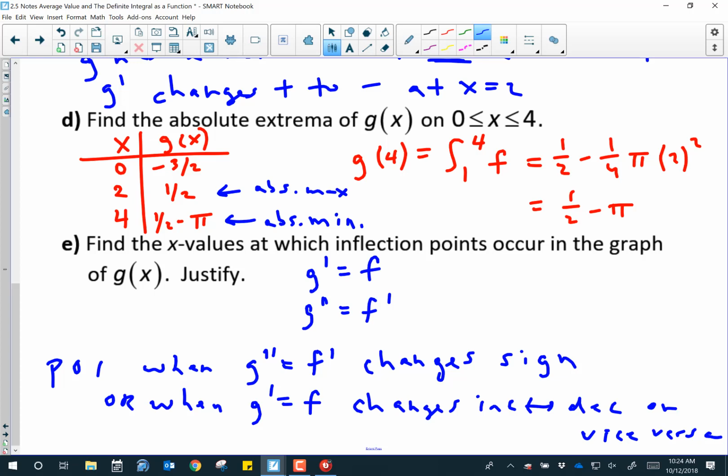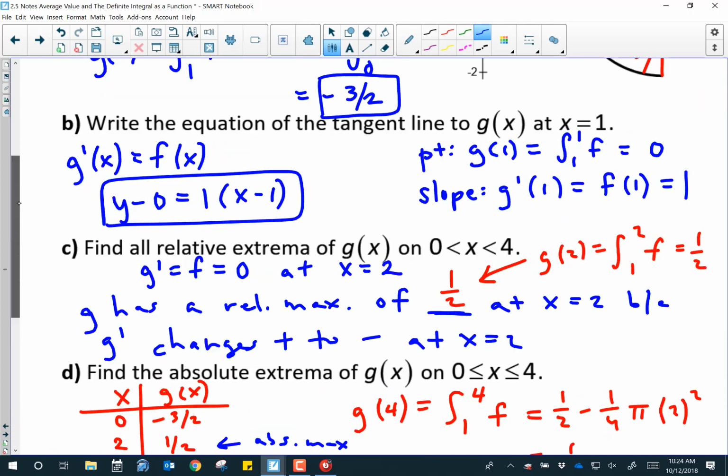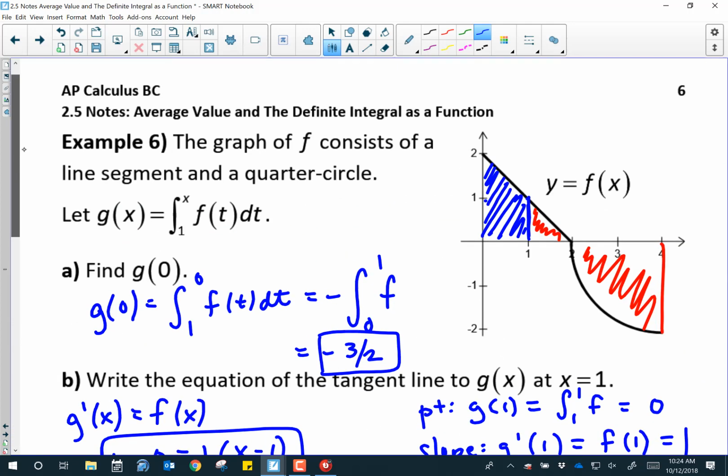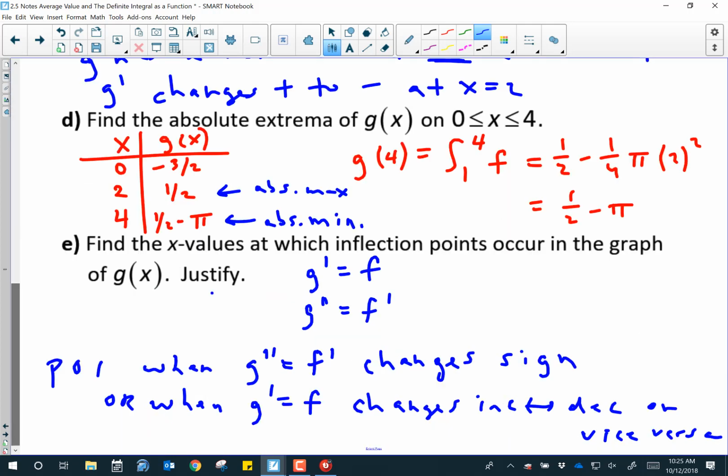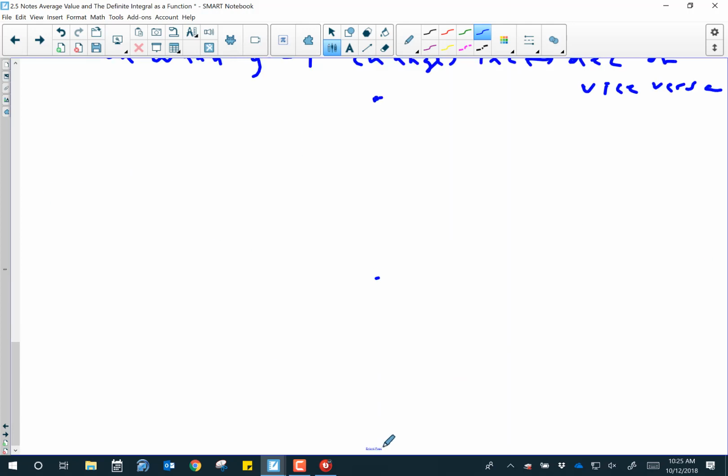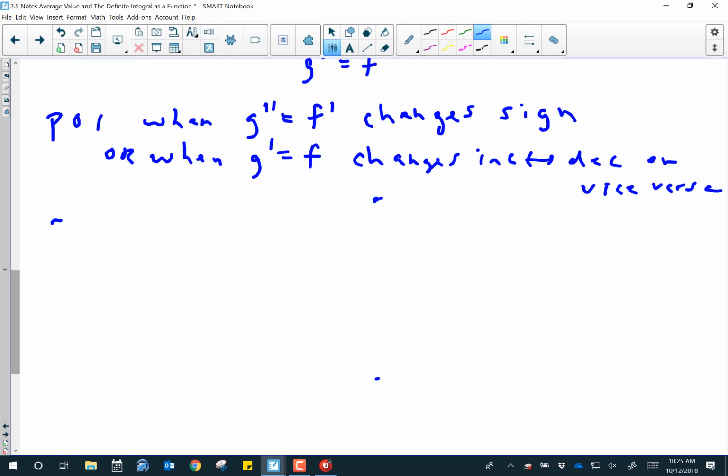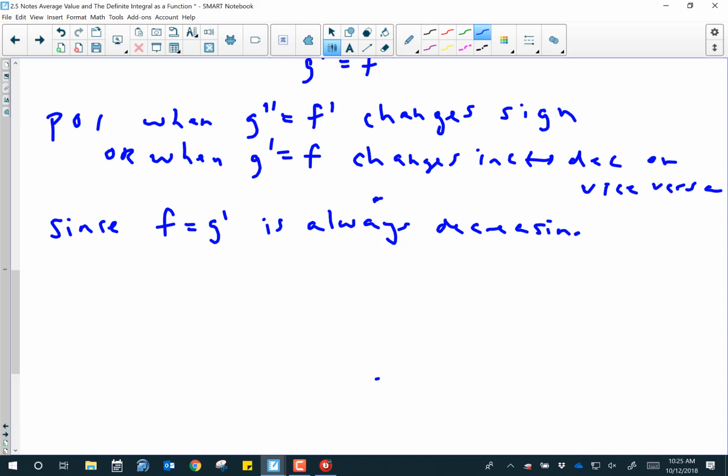Okay, so f is always decreasing. You see that? We're always going down. All right, so since f, which equals g prime, is always decreasing, there is no point of inflection. Can you also say that f prime is always negative? Yeah.